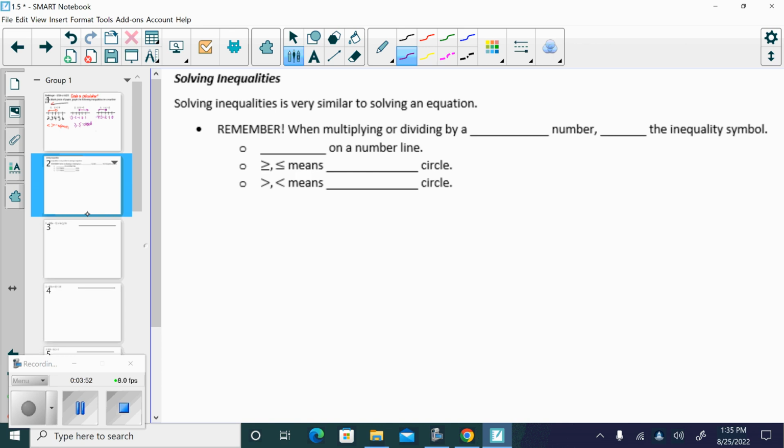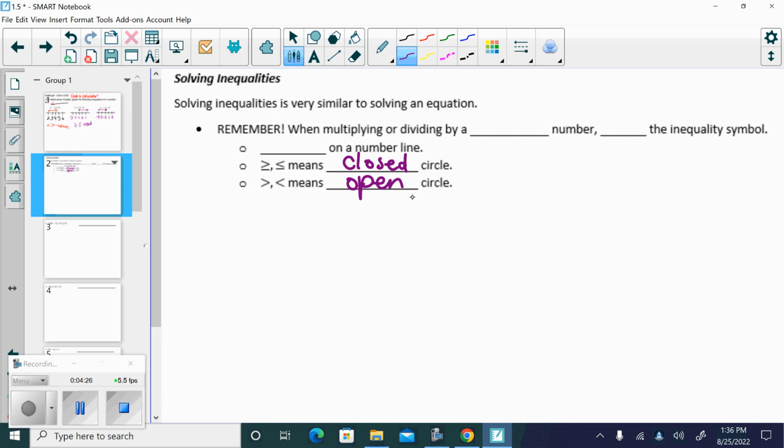Alright, so today we're going to practice solving inequalities. And when we're solving inequalities, it is very similar to solving an equation. Okay? So we just talked about these two, so we can fill those in. When you have the or equal to, once again, is that going to be an open or closed circle if you have that or equal to?